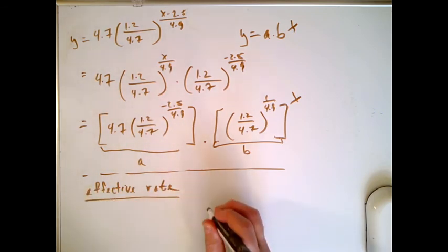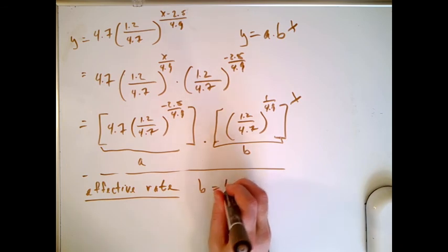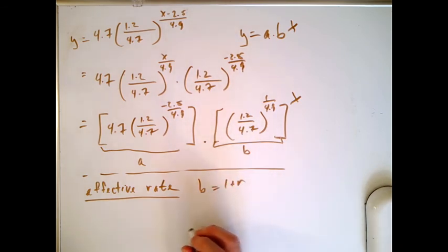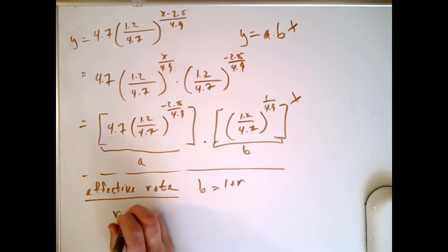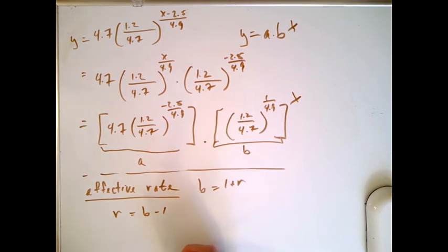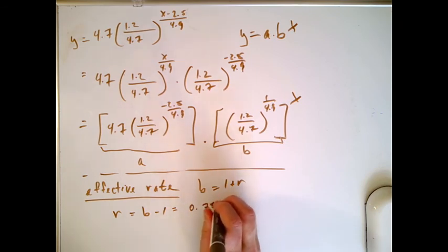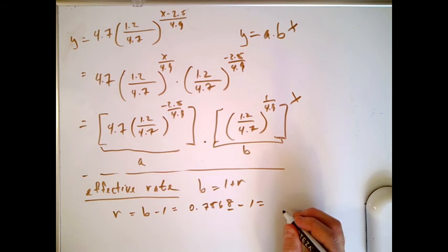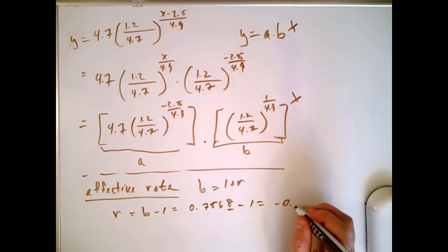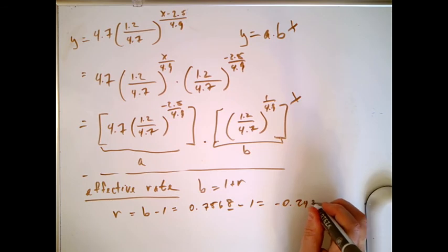Remember, to find the effective rate, what we had to do is find B, remember that B was equal to 1 plus R, and then solve for R. So R here is going to be B minus 1. Now I believe that Wiley was only asking for so many decimal places, so what I'm going to do is put our B into my calculator, and I get a B of 0.756. I guess I'm going to carry 4 decimal places like that. Then I subtract 1, and I get something like negative 0.2432 when rounding to 4 decimal places.